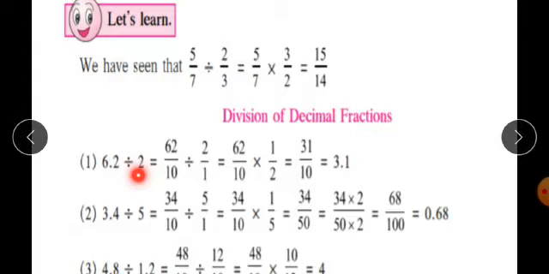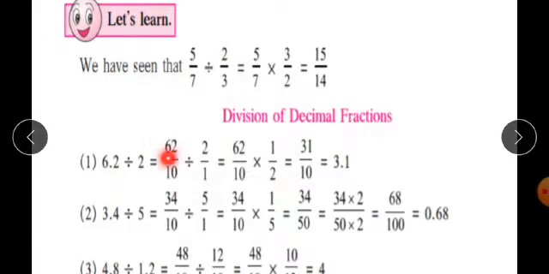6.2 divided by 2. Student, you know that if you want to write 6.2, this decimal fraction, as a common fraction, you have to write it as 62 upon 10. We have taken the denominator 10 because we have to remove the decimal point from the number 6.2. Then it is possible for us to write 2 as 2 upon 1. Now it is very easy.